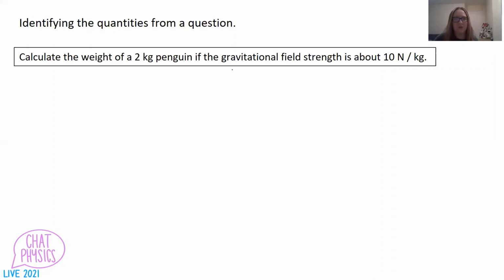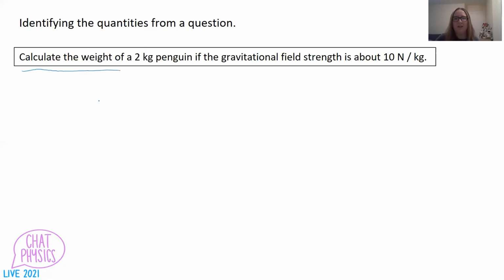I want to take this question. Calculate the weight of a 2 kilogram penguin if the gravitational field strength is about 10 newtons per kilogram. Now, firstly, what I would ask students to do is to break the question up into pieces to identify those quantities before we move forwards. So first things first, reading the very first part here, calculate the weight.